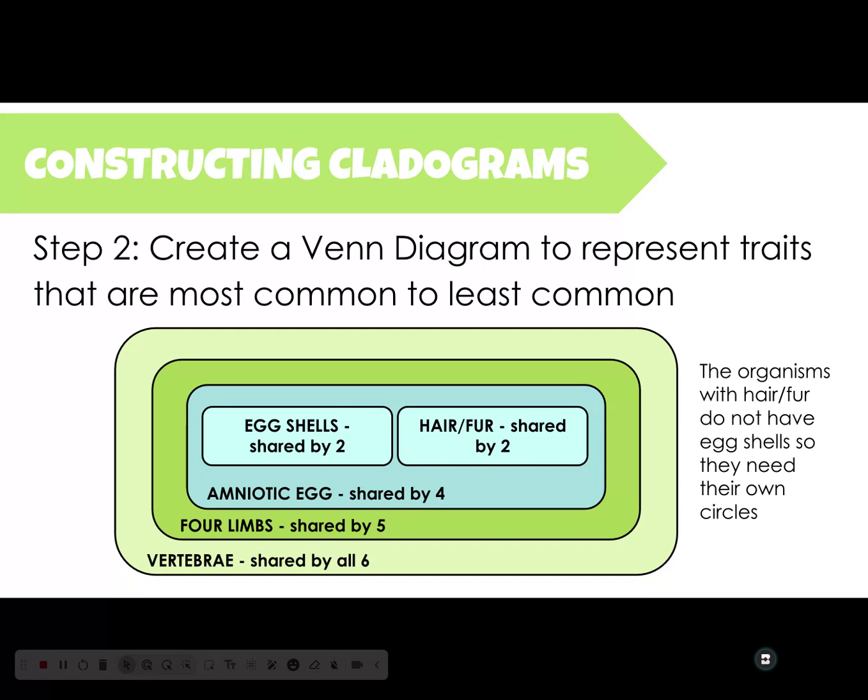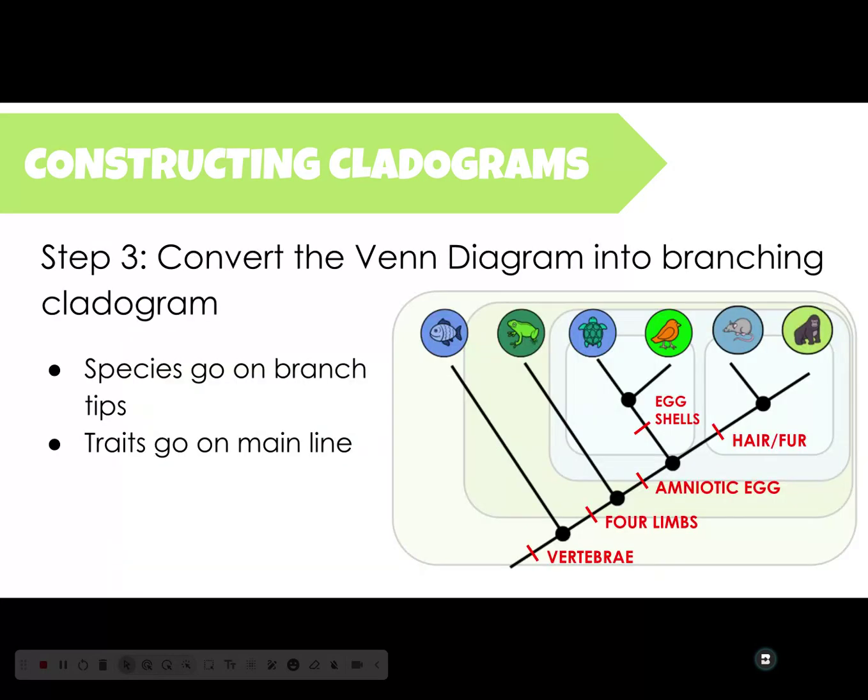And then once we have this stacked Venn diagram, you can already start to see the cladogram taking shape. So you're going to convert that Venn diagram into the branching cladogram. So the main line here is where you're going to put all the different traits that you're comparing, and then you'll put your branch points where they belong to indicate the different species that you are comparing.